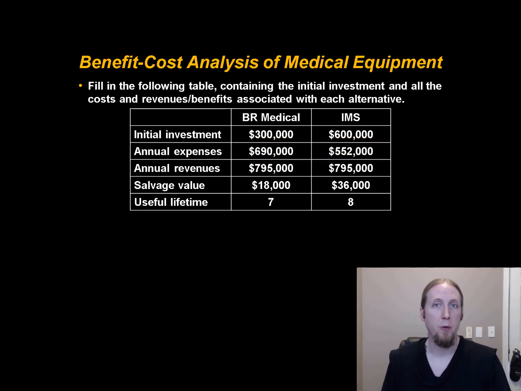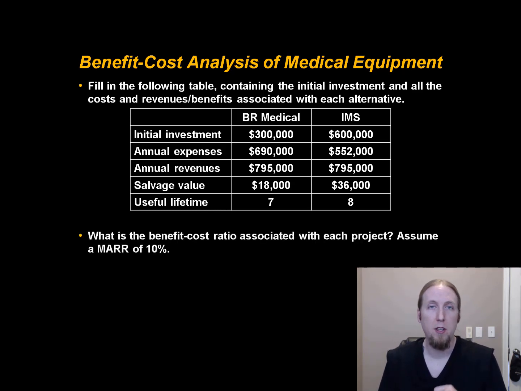That's all we need to know in the table to begin our benefit cost analysis. The next question that we need to answer is, what's the benefit cost ratio associated with each project, assuming a hurdle rate or MARR of 10%. To do a benefit cost analysis and compare projects, first we need to verify that both of the projects are acceptable in their own right, so we need to calculate the benefit cost ratio for each one separately and verify that it's greater than 1.